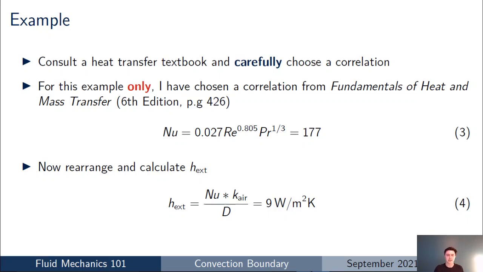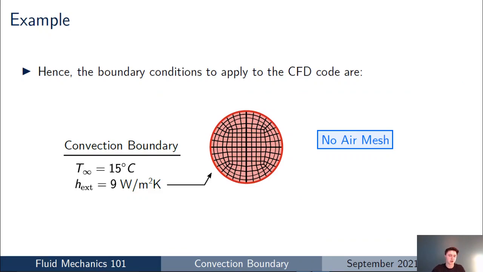So there's not really any need to worry about the molecular Prandtl number for this correlation. So you can see there, equation 3, we calculate the Nusselt number using our correlation, which has a value of 177, and it's dimensionless, so it has no units. And then what we do is we take that formula from before and we rearrange it to calculate the external heat transfer coefficient. And in this case, the external heat transfer coefficient has a value of 9 watts per meter squared Kelvin. So this is it. This is our solution. This is what we can apply back to our CFD code.